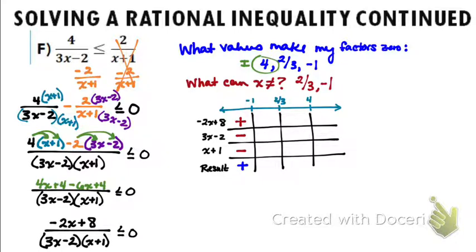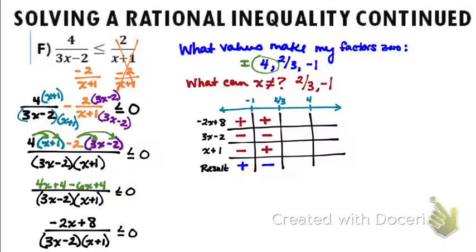Test a value in between -1 and 2/3. 0. -2 times 0 plus 8 is positive. 3 times 0 minus 2 is negative. 0 plus 1 is positive, for an overall result that is negative.